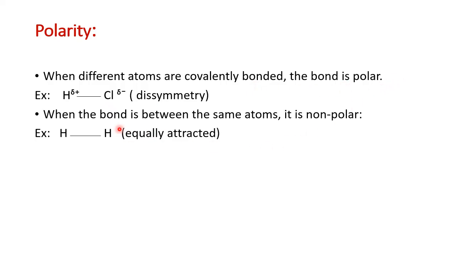But when the bond is between the same atoms, it is non-polar. For example, H bond H. They are equally attracted, we have a symmetry, thus the bond is non-polar and it is also a single covalent bond. So between different atoms it is called polar and between the same atoms it is called non-polar.